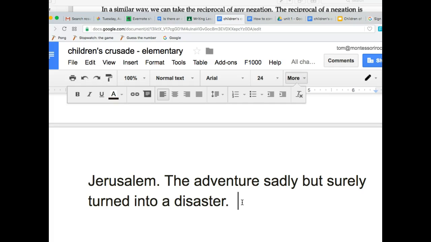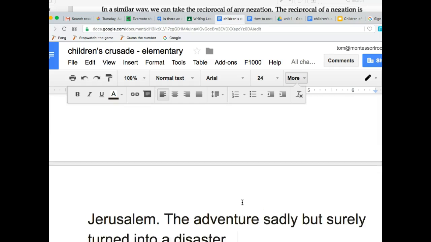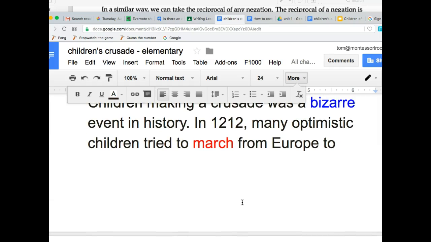The adventure sadly but surely turned into a disaster. Here. I'm not sure I'm supposed to use carrot anymore, but I use a carrot. Okay. Yeah, it's fine to use carrot. Okay, so we have marched. Now you need your ly adverb. Where's your ly adverb? Okay. So ly adverb. Right here. Strongly. March strongly. Yeah. Is that correct?